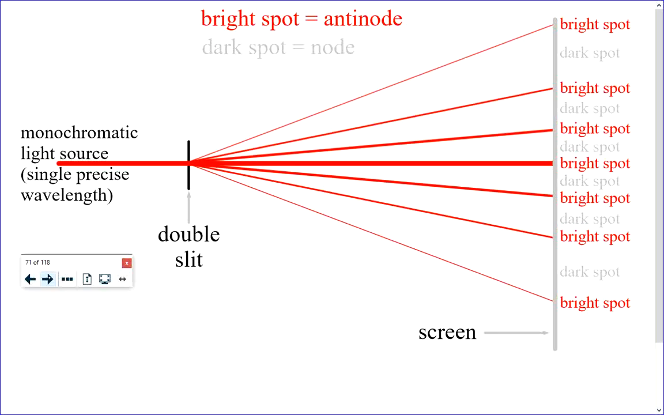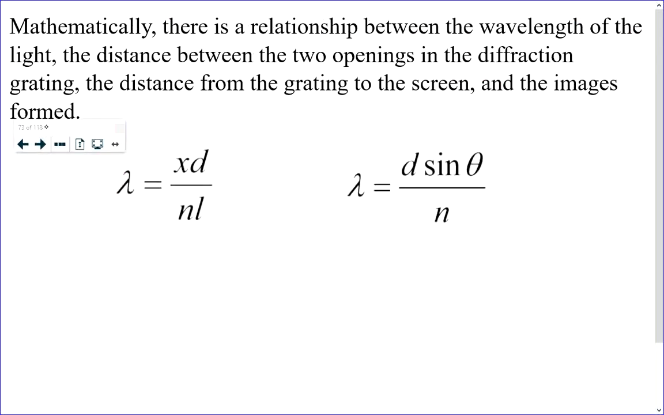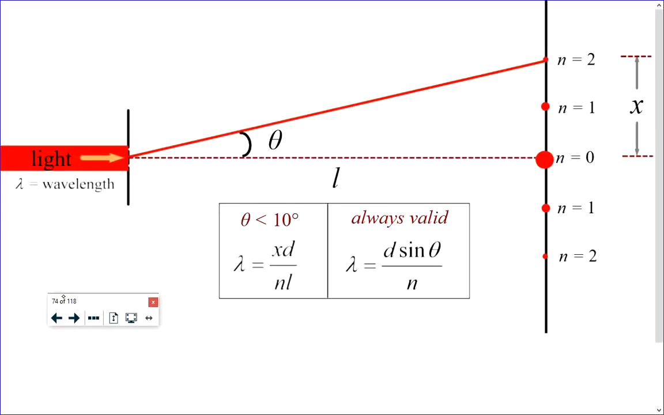And Thomas Young came up with some formulas. And these are the two formulas. There's a lot of variables here, so we're going to have to figure out what they all mean. But it's not that difficult. There's two formulas, lambda equals xd over nL, and lambda equals d sine theta over n. So what are all these variables? Well, clearly, lambda is the wavelength of the light. You need to know that. Lambda is the wavelength, whatever wavelength you use. And he developed these formulas just through geometry, and they work.